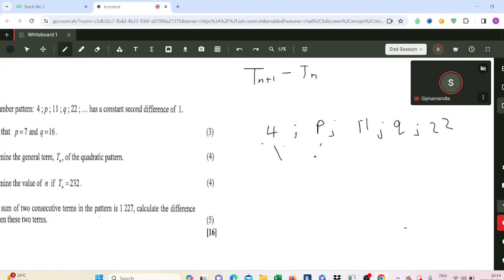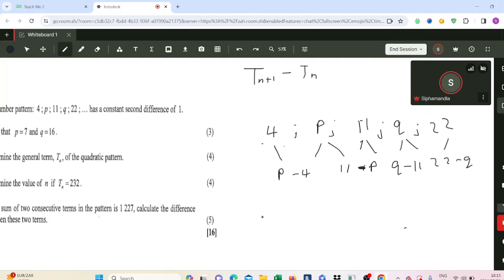So the number that is ahead minus the number that is behind. Here I will have P minus 4, which is my first difference, and here I will have 11 minus P, and here I will have Q minus 11, and here I will have 22 minus Q. I want you to note how I subtract this. And that is the first difference.